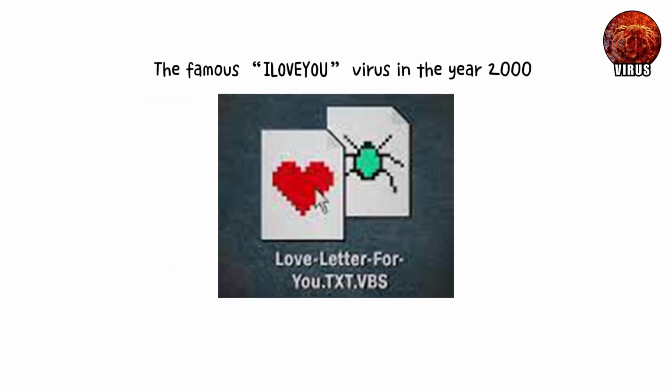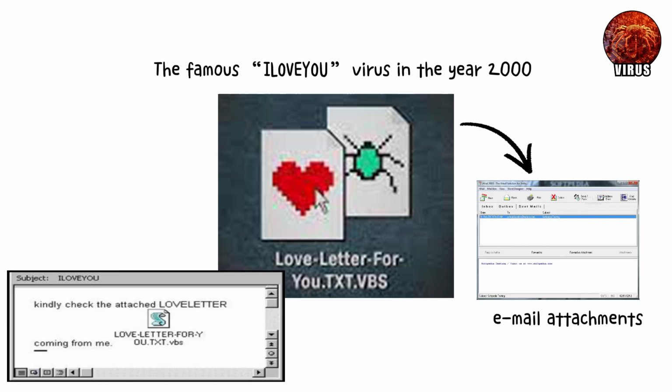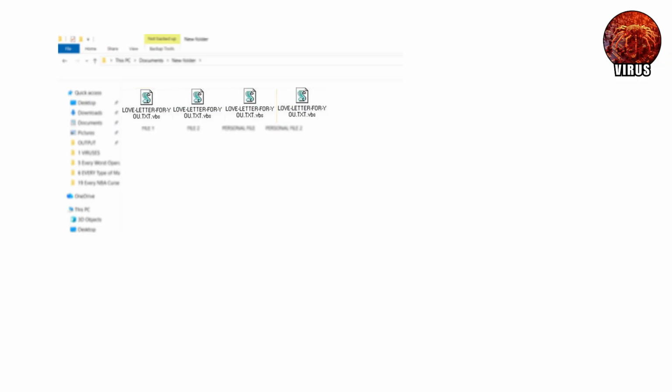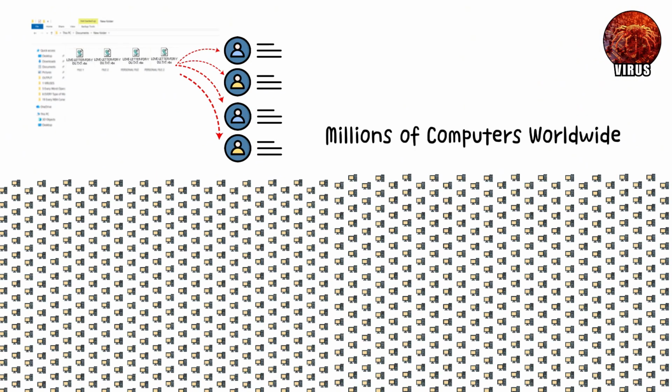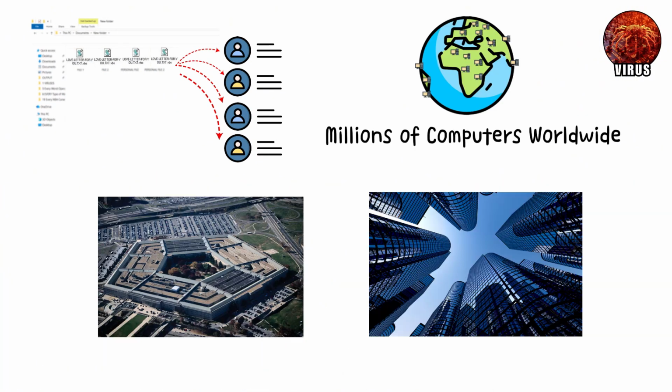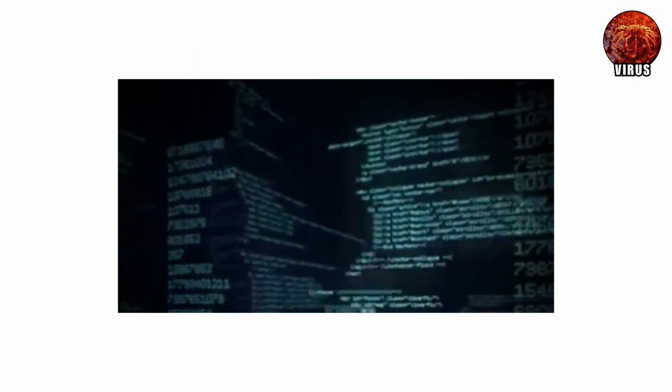The famous Isle of Yew virus in the year 2000 spread through email attachments disguised as love letters. Once opened, it overwrote personal files, then sent itself to every contact in the victim's inbox. Within days, it infected millions of computers worldwide, shutting down government offices and corporations. That's the danger. A single careless click can unleash chaos.